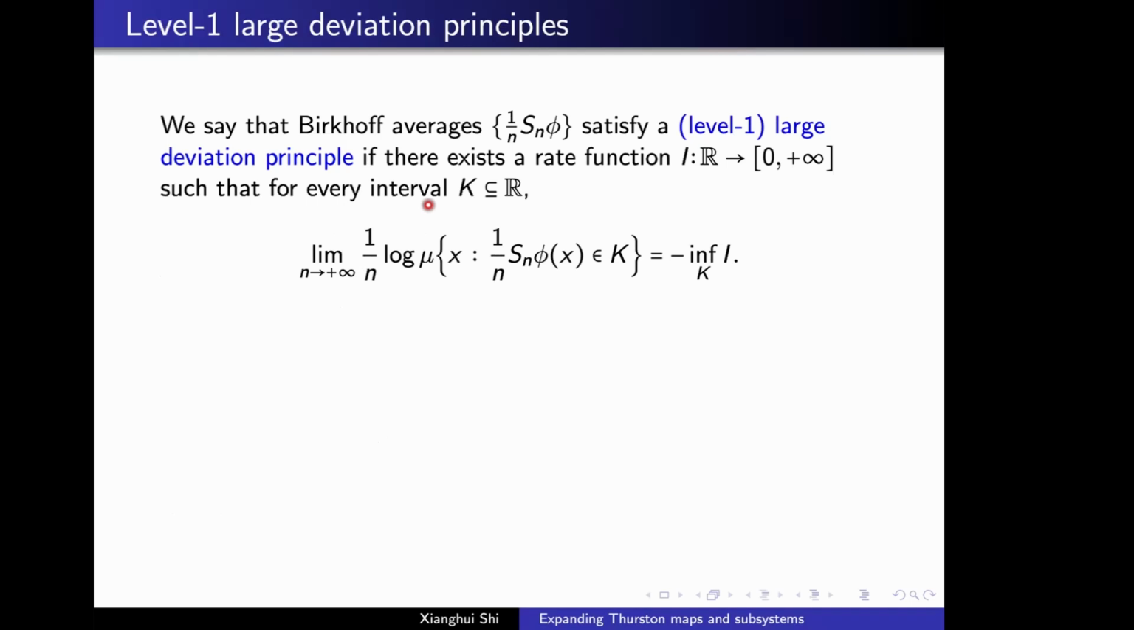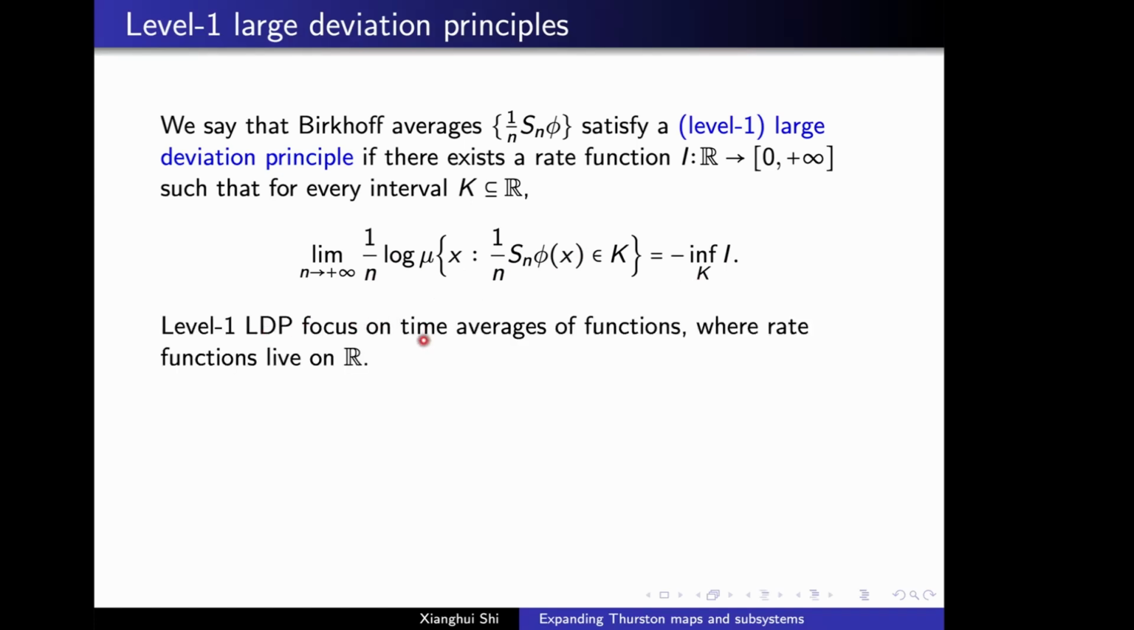Now let me give the formal definition. We say that a sequence of Birkhoff averages satisfies a large deviation principle if there is a real function I such that for every interval K, the following holds. It gives you the exact exponent of the convergence speed. If we take the logarithm, divide by n and pass to the limit, on the right is the rate, the infimum of the rate function I over the interval K.